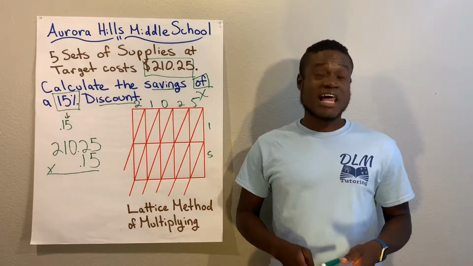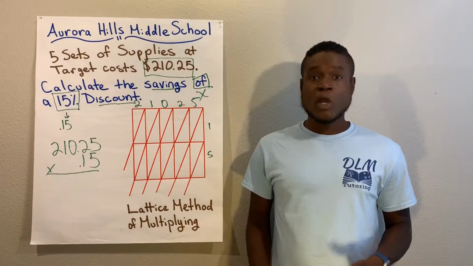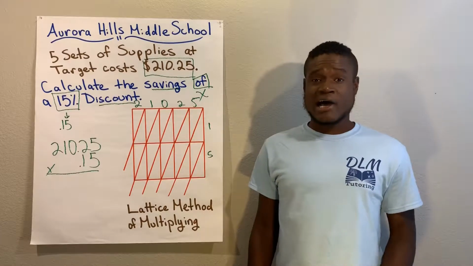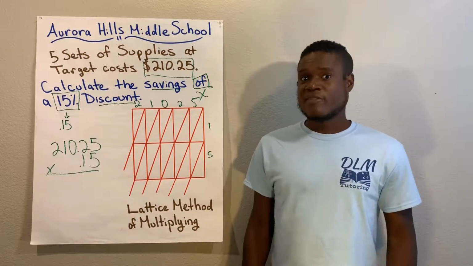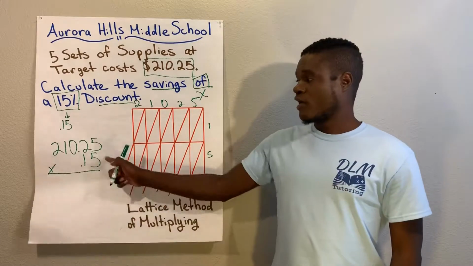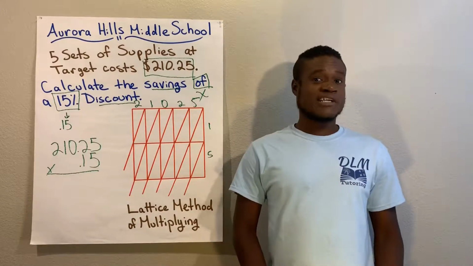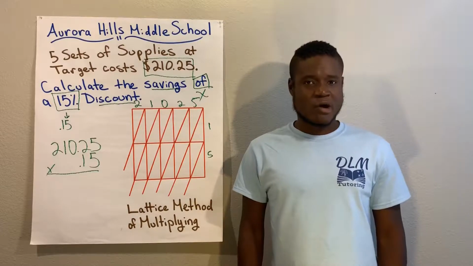If you remember from our last video on multiplying decimals, you should know that we do not line up our decimals. It just happens to be a coincidence in this case that the decimals line up. We're not concerned about those decimals until we get to the very end and we find our product.